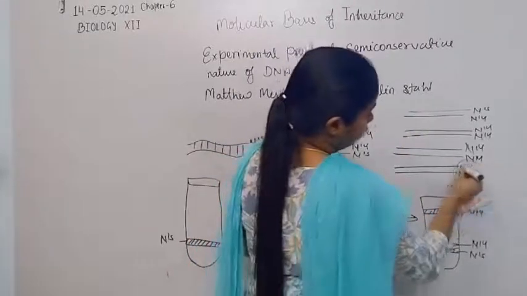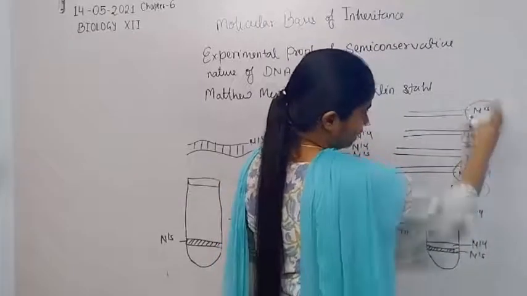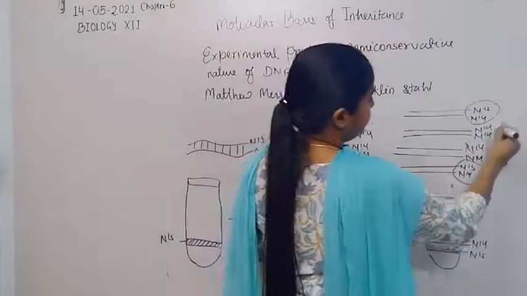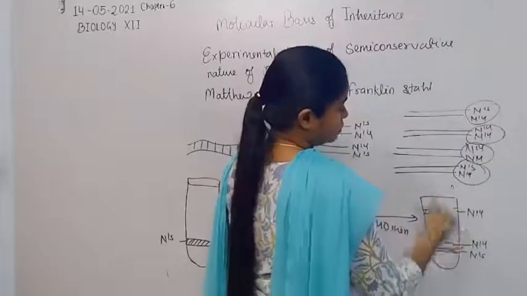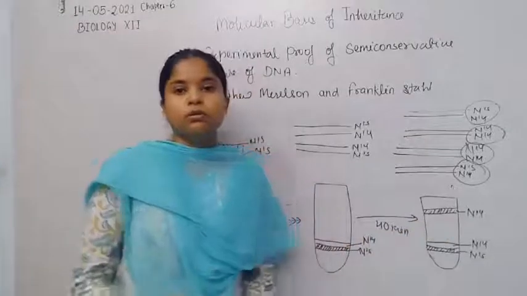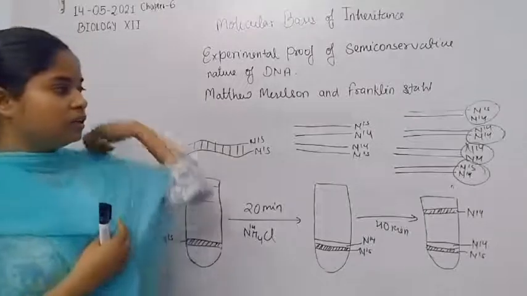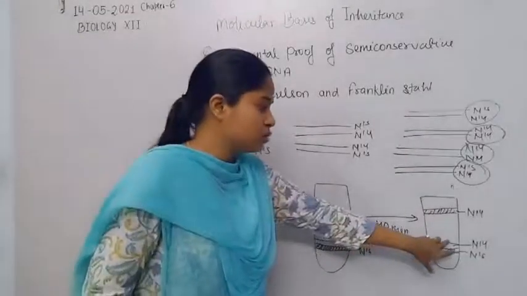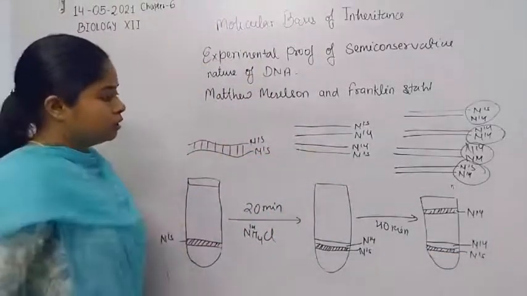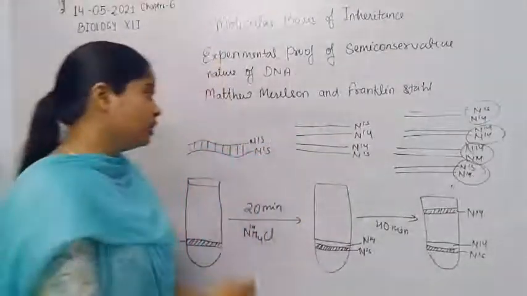So because of this N15 and N14 combination, the hybrid strands appear near the bottom because of the heavy nitrogen, and here both strands are N14, so they appear at the top of the test tube. Because of this semi-conservative nature, shown by the N15 and N14 nitrogenous bases, this was the overall experimental proof done by Matthew Meselson and Franklin Stahl in 1958.